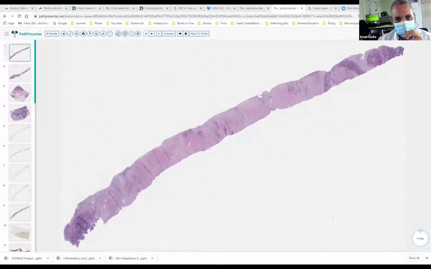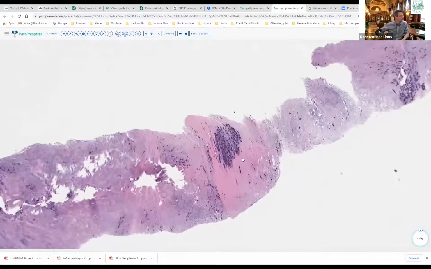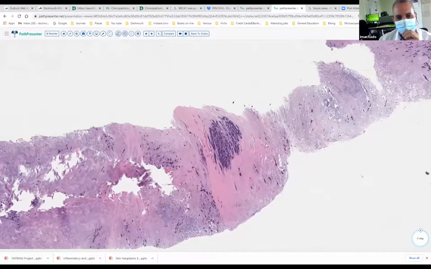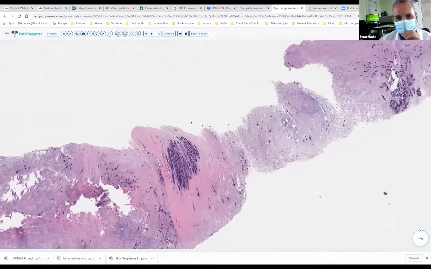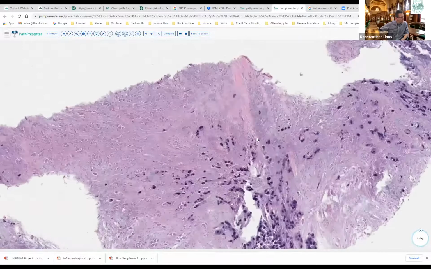That's weird. We cannot see the high magnification. Do you see that now? Okay, that's great. So again, do you see that now, the high magnification?